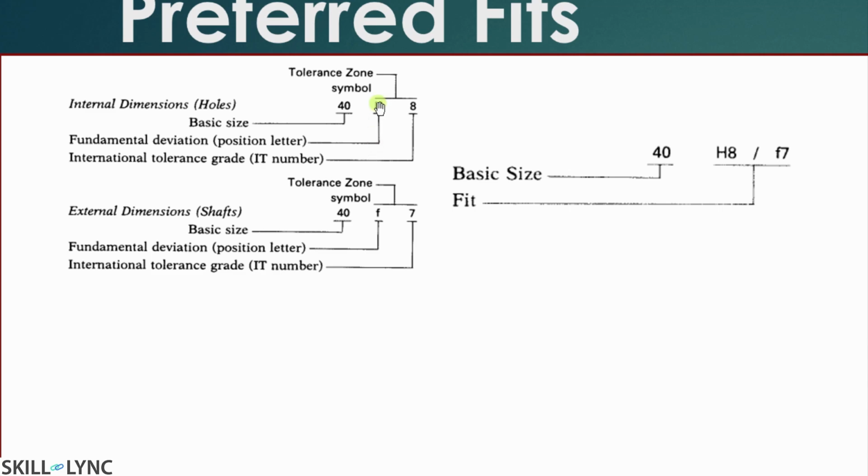The first is the character, whether it's going to be a capital one or a smaller one. The first letter is going to be your fundamental deviation, that is the position letter, it defines that. Next, the numerical value defines the tolerance grade based on the fundamental deviation. Then when you assemble these two together, that is, you assemble your hole and the shaft, you go by the base dimension of those two and then define the fit, for the hole H8 and for the shaft F7.